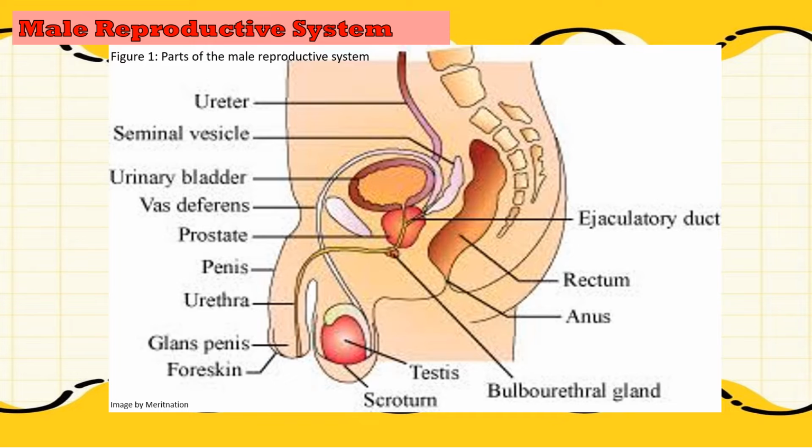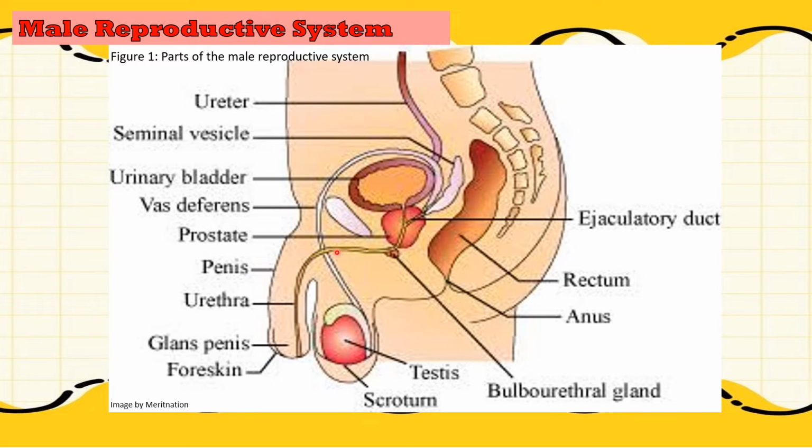On the other hand, the bulbourethral gland or the Cowper's gland, this pea-sized structure here, is located exactly below the prostate gland. It produces a slippery fluid which is clear and it empties into the urethra. This fluid neutralizes the acid which might be present in the urethra.